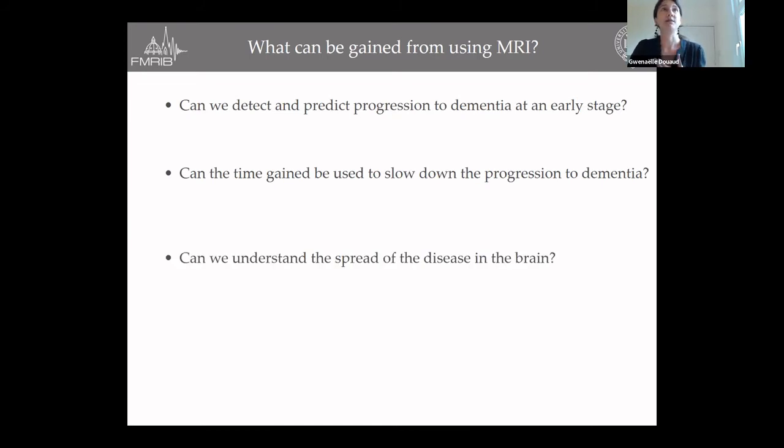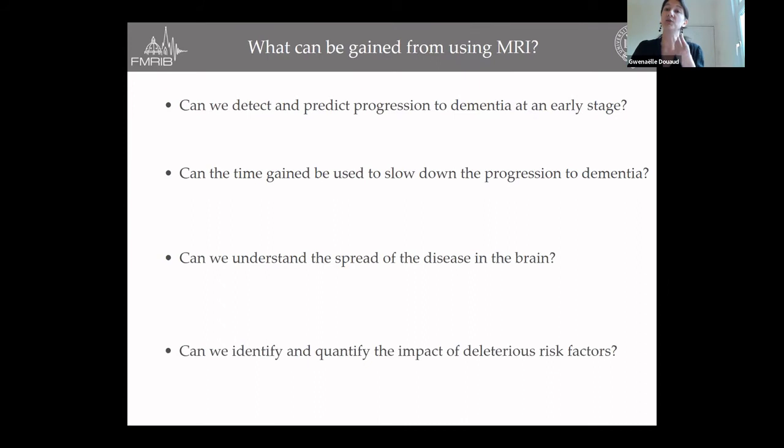On a more basic level, basic as in neuroscientific question, can we understand the spread of the disease in the brain? And if so, can we identify and quantify the impact of deleterious risk factors on these networks, basically of different brain regions, that can explain the spread of the disease?